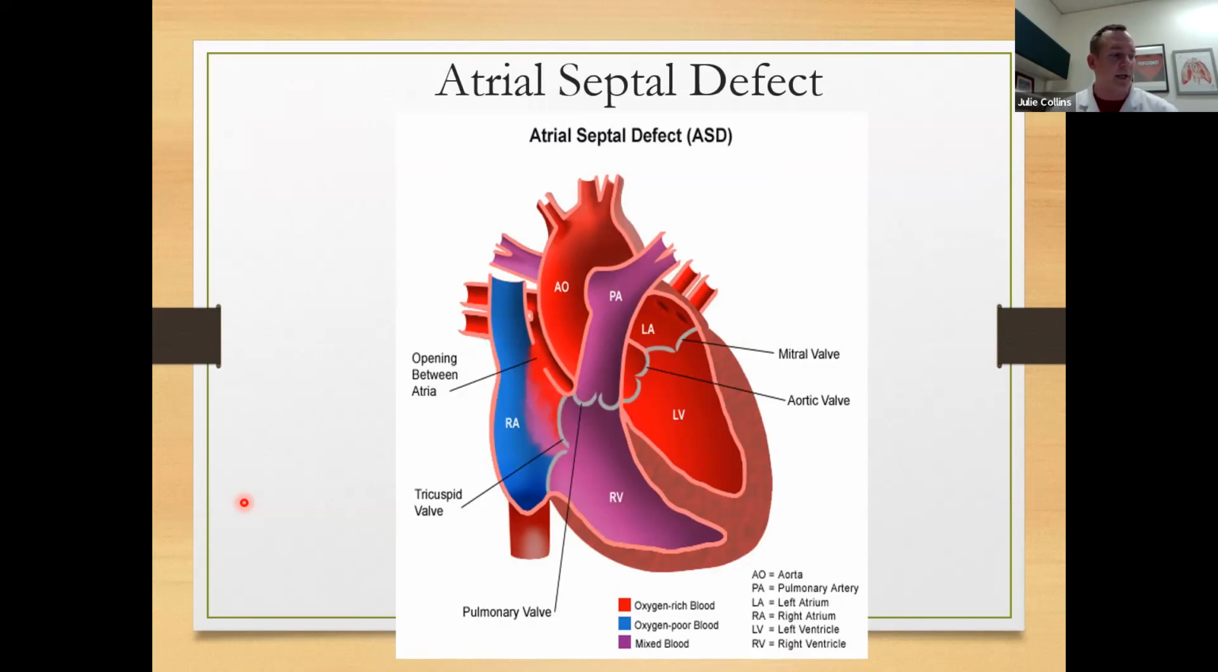All right, so we're going to get into basic perfusion considerations for acyanotic defects. Because these are acyanotic defects, the perfusion considerations aren't that major, but I want you to think about it. So here's an ASD. What are the three types of ASDs? Ostium secundum, ostium primum, and sinus venosus.